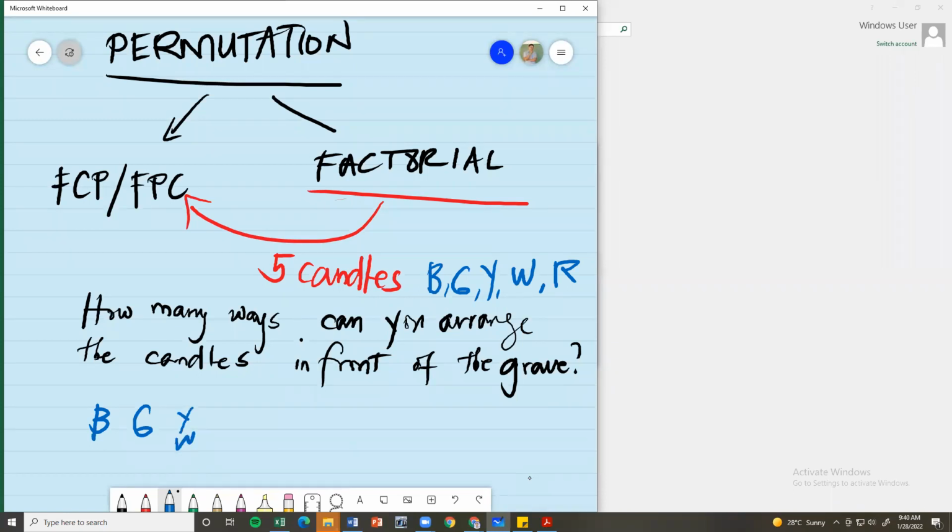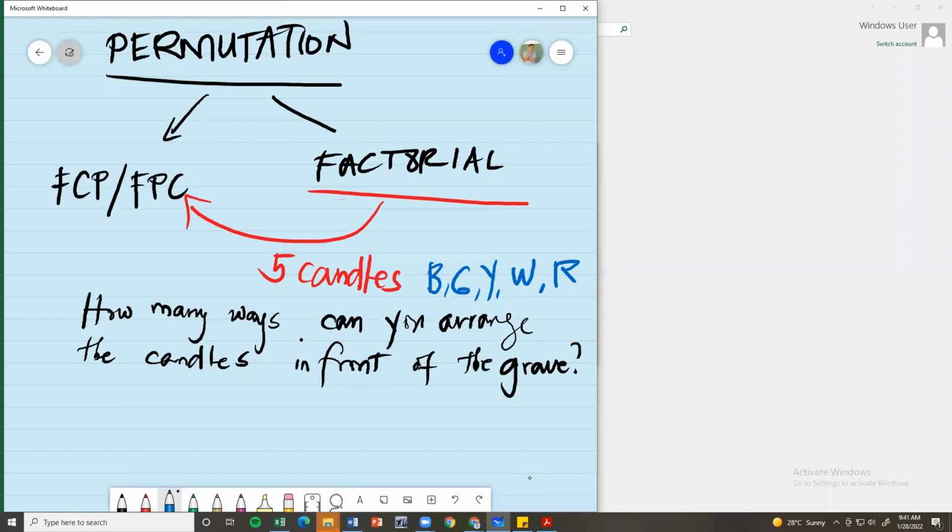Can you follow? And then if you put Y or yellow in the third, of course, it will never be put again for the second and for the fourth and the fifth. Kasi nalagay na siya sa third. So your only option will be white and red. Can you follow? Now, if you put white there, your only option for the last position will be the red. So that's the concept of factorial. No repetition. FCP without repetition.